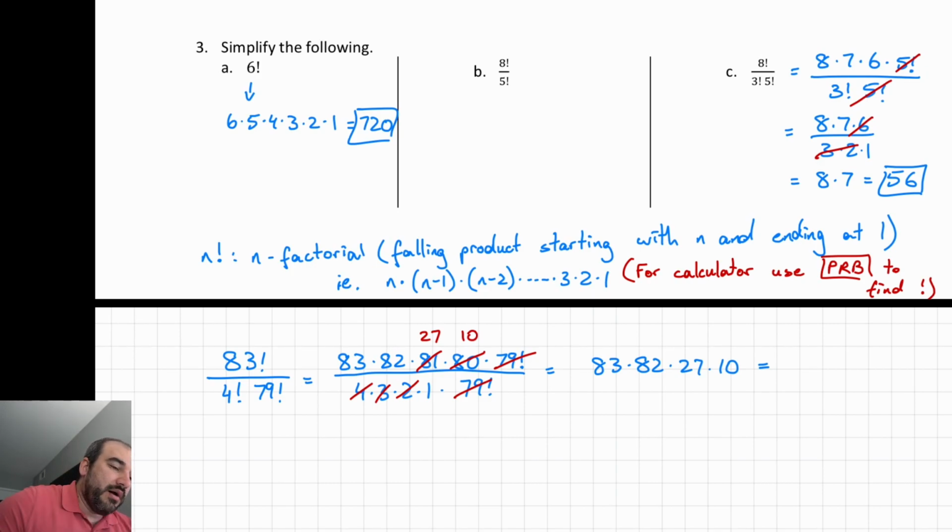Okay, so I guess we should finish this one. Did anyone calculate this product? 83 times 82 times 27 times 10 gives us 1,837,620. So that's what 83 factorial over 4 factorial 79 factorial is.